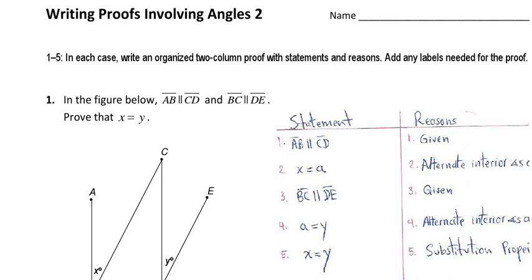Hi everyone. In this lesson we're going to continue writing proofs involving angles. But this time we're also going to have parallel lines involved. So writing proofs involving angles and parallel lines.